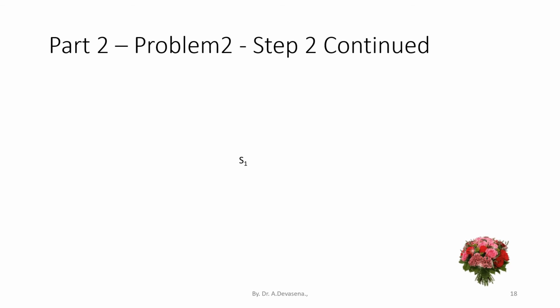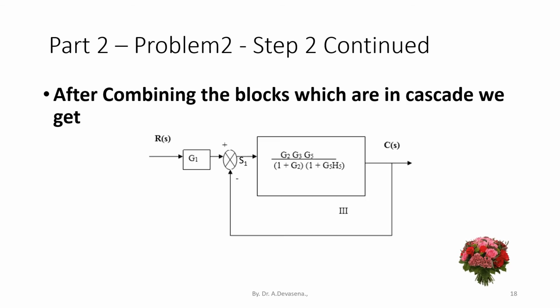To continue. After combining the blocks which are in cascade, we get the resultant block as G2, G3, G5 divided by 1 plus G2 into 1 plus G5. Now we have to eliminate feedback loop 3.